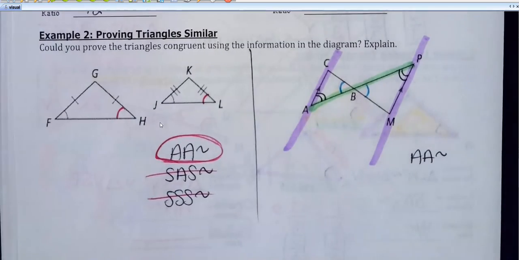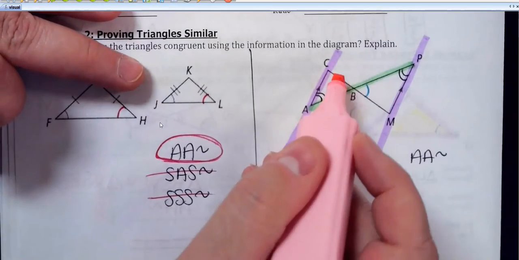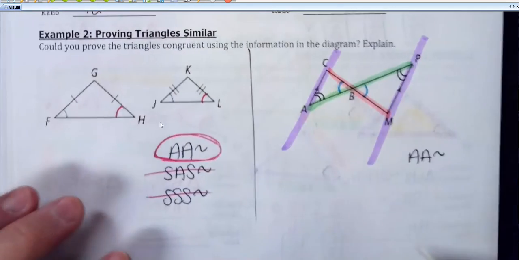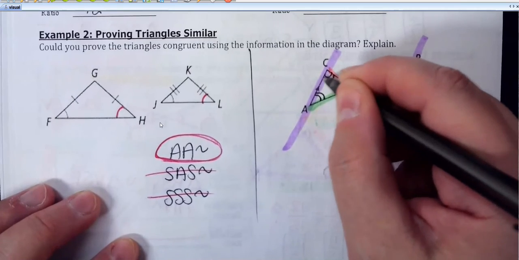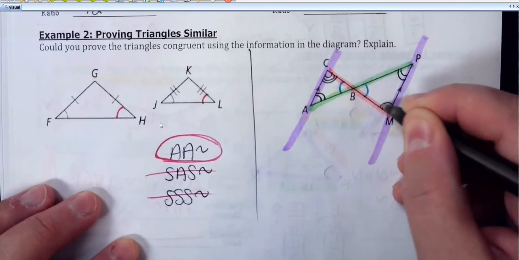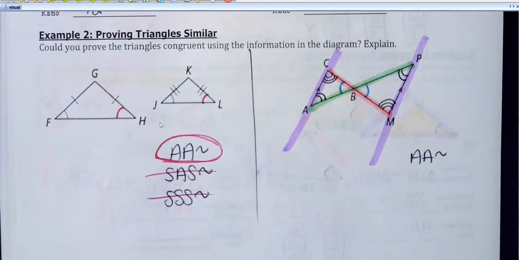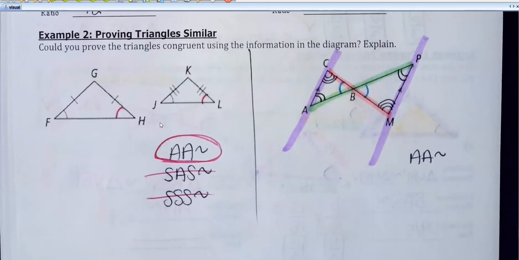If you didn't notice that, same argument, I could use CM as a transversal. If I did that, I could get angle C, I'm going to put 3 marks on that, and angle M, 3 marks on that. Same argument, alternate interior angles. So this would be angle similarity. I can't do my similarity ratio because I don't have any numbers in the question. But if you see parallel lines, look somewhere for alternate interior angles or corresponding angles that you might find congruent.